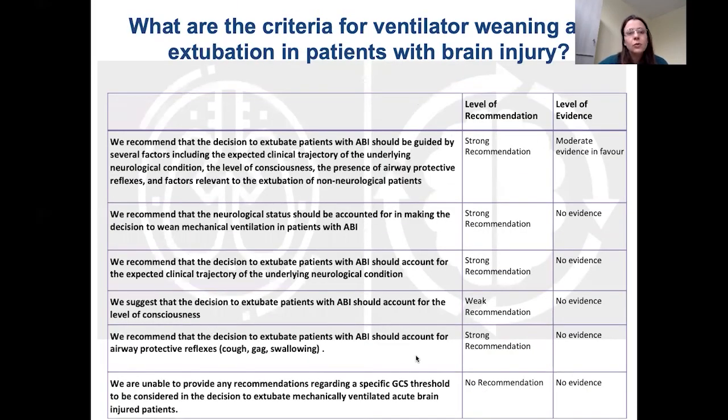Regarding ventilator weaning and extubation, again, the concept is that you always have to consider the trajectory, the neurological status, and all the respiratory factors. However, it's still unclear which neurological status is enough to allow weaning and extubation. So which is the level of GCS which allows us to think that the patient won't fail the extubation.